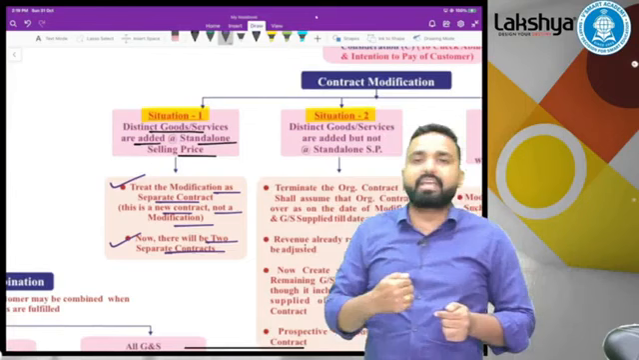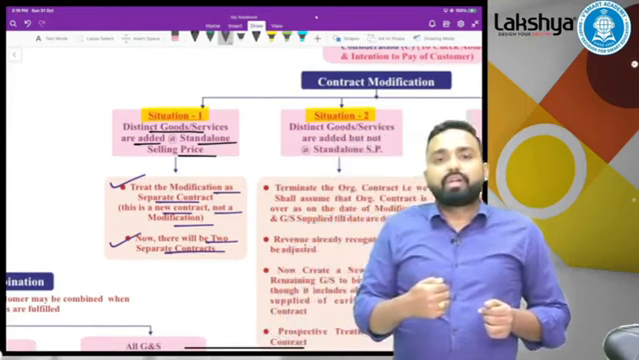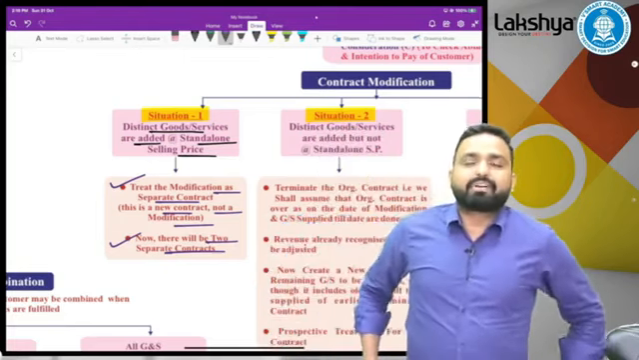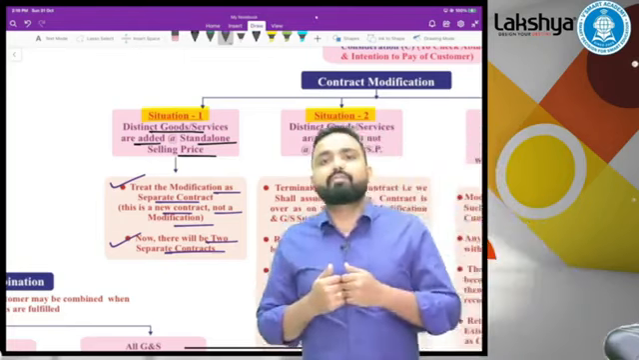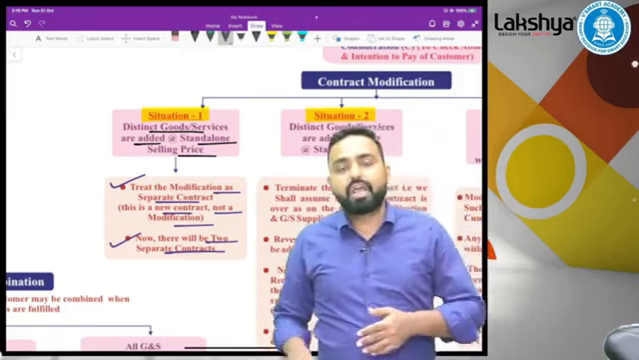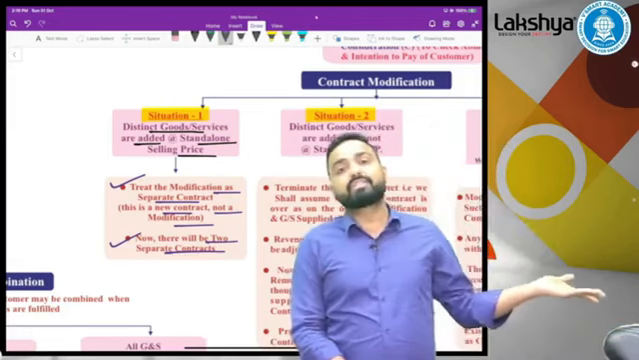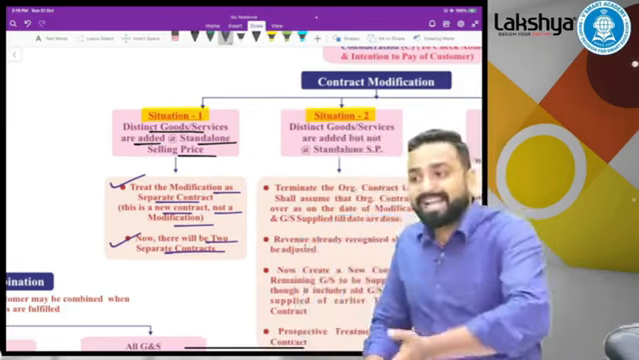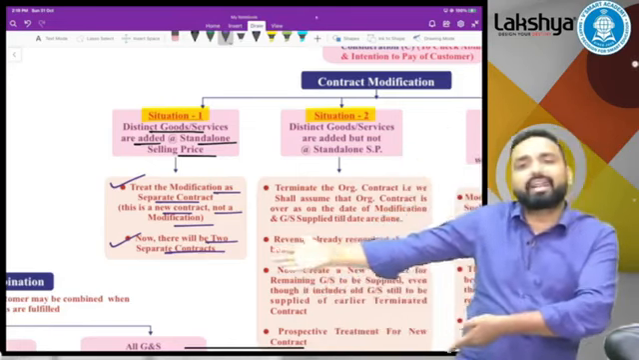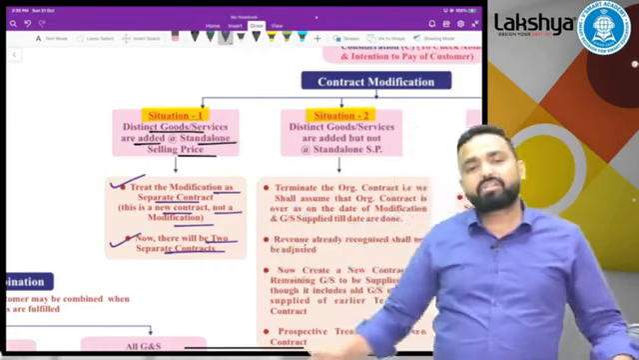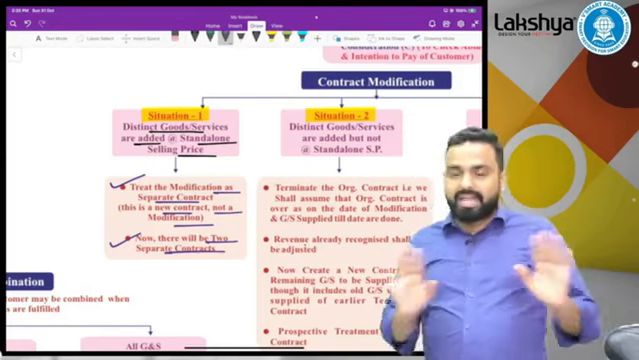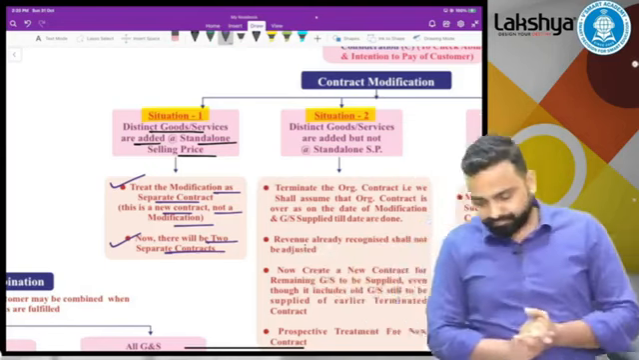If the same customer came to you, even though you haven't completed the first contract, and asked for additional goods and services, which are distinct from the original goods and services involved in the original contract, and the price is also the standalone price, treat it as a separate contract. Understood or not? First situation, simple, clear, understood, any doubt? Obviously no.